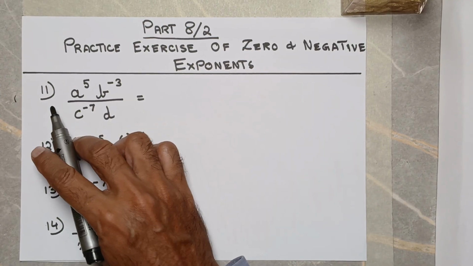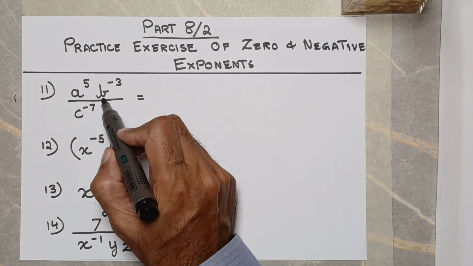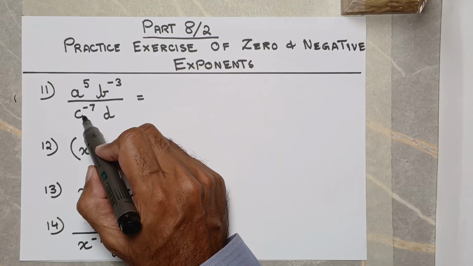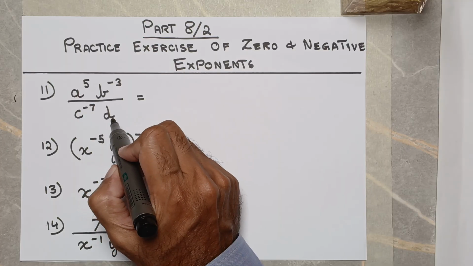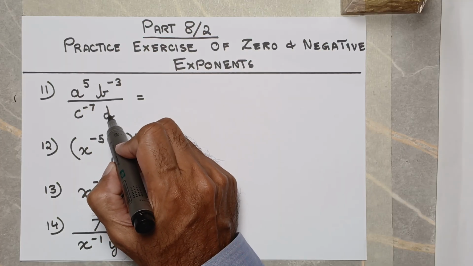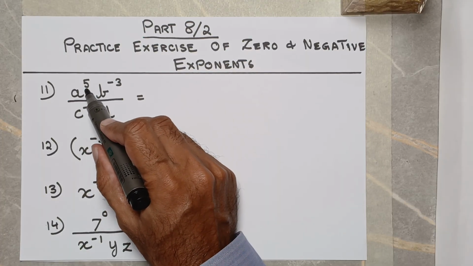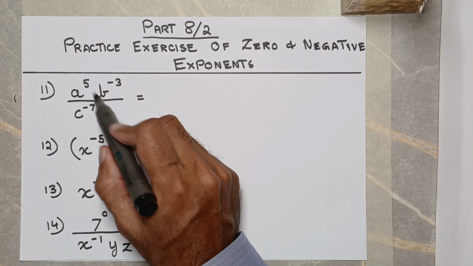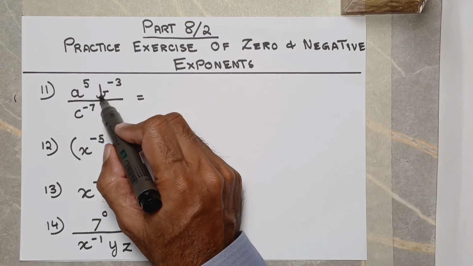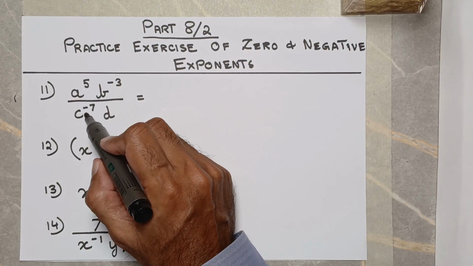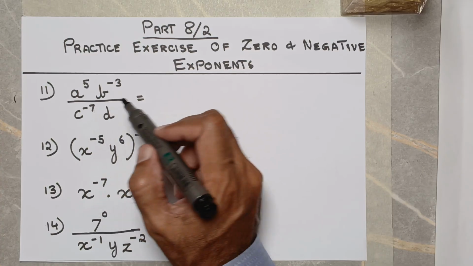In question number 11, we have a raised to the power 5 and b raised to the power minus 3 in the numerator, and in the denominator we have c raised to the power minus 7 and d. We are not going to disturb a raised to the power 5, as well as d. We will simply shift b raised to the power minus 3 and c raised to the power minus 7.